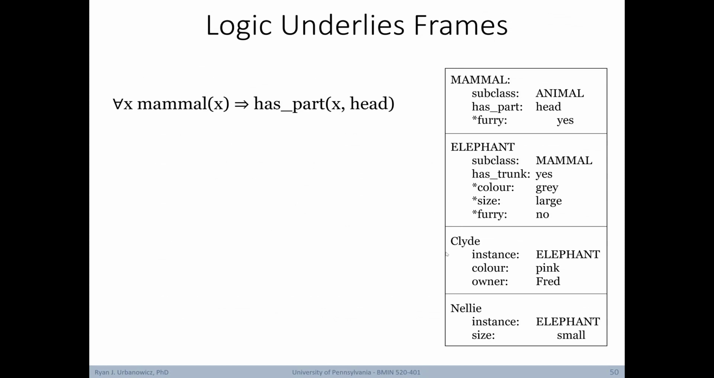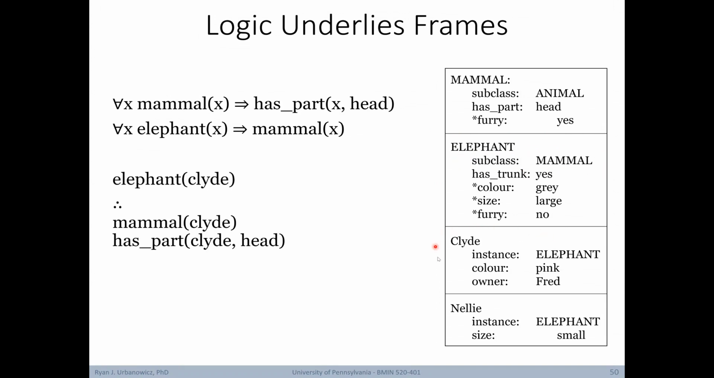Another connection to our previous lectures on logic, it's useful to note that many parts of a frame can be converted back to propositional logic also. For instance, for all x, if x is a mammal, then x has part head. This is captured here by the frame for mammal, where anything that is a mammal also has part head. Or, for all x, if x is an elephant, x is a mammal. This corresponds to what we see here in this frame with elephant, where all elephants are a subclass of mammal.